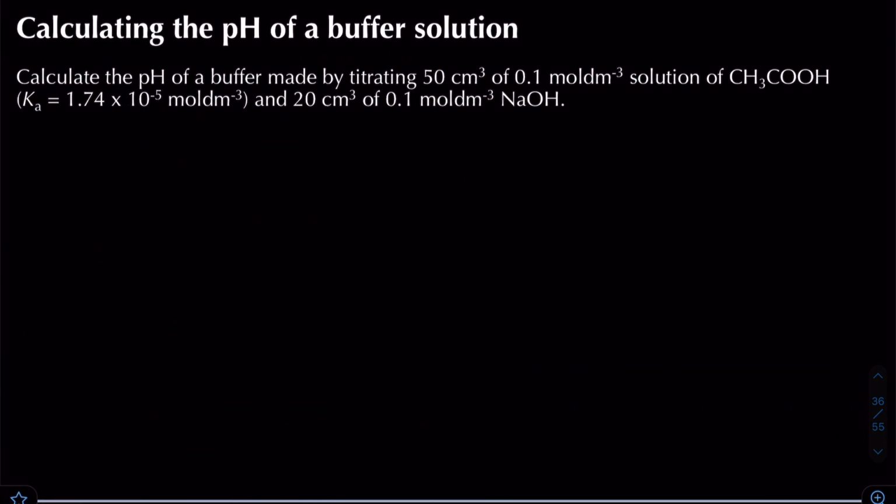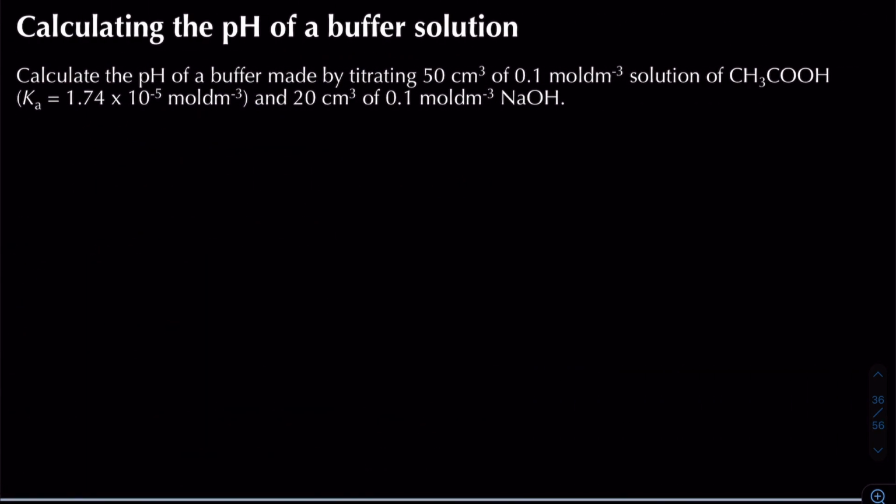Now moving on, we need to be able to calculate the pH of a buffer solution, but this time using a method 2 calculation itself. Now in this example, we're asked to calculate the pH of a buffer made by titrating 50 centimeters cubed of 0.1 mole per decimeter cubed solution of ethanoic acid, and our Ka is going to be 1.74 times 10 to the power of minus 5, and then we're actually reacting it with 20 centimeters cubed of 0.1 mole per decimeter cubed of sodium hydroxide.